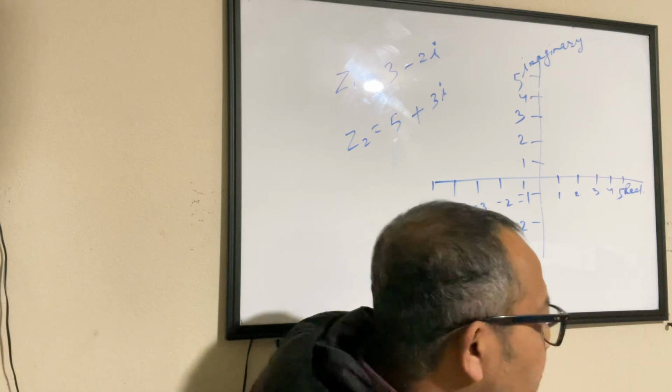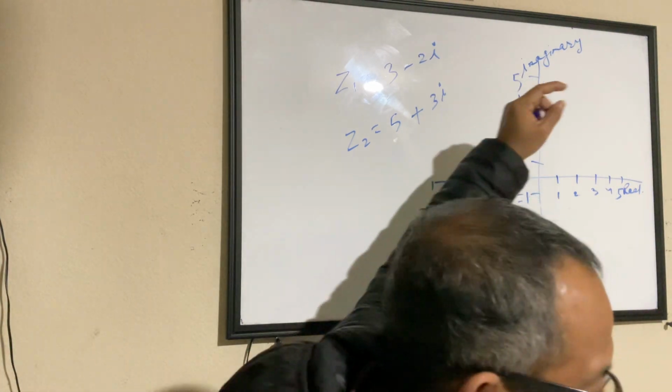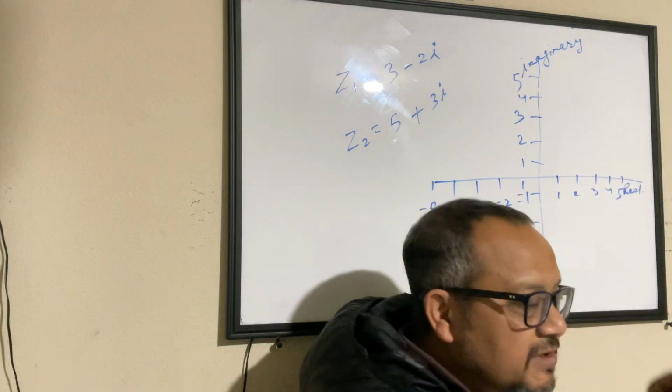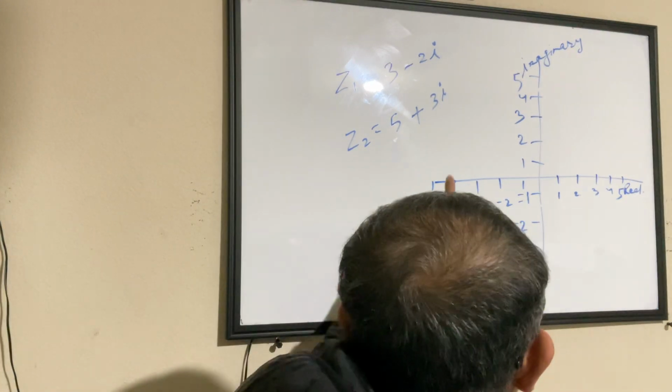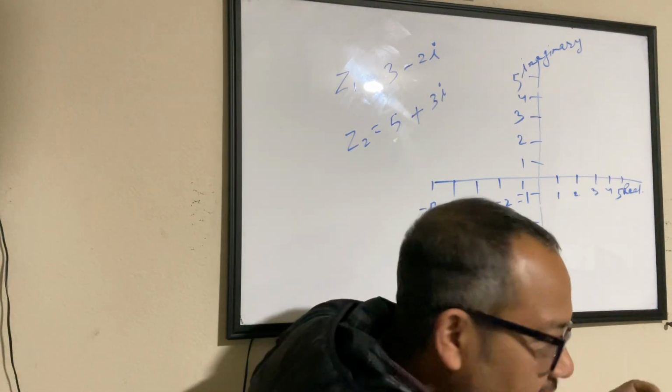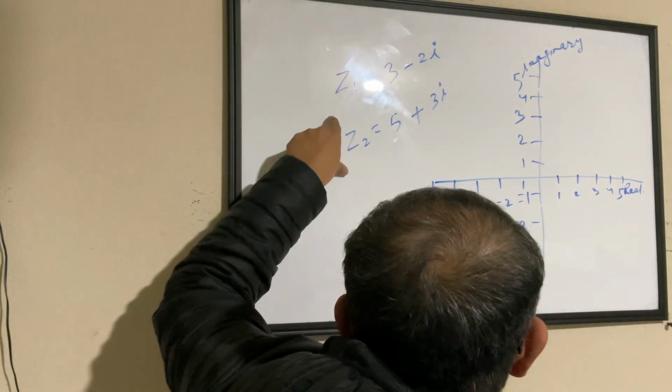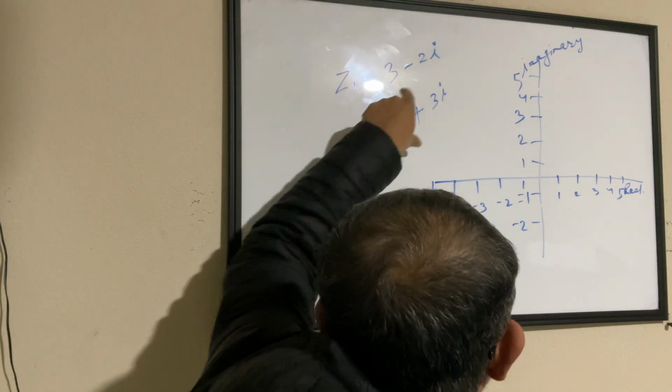Yeah, that could be. So I think you already know it, but I'll just do it one time for the sake of completing the whole circle. Okay, so I have 2 points, z1 as 3 minus 2i, and the second complex number is z2 as 5 plus 3i.